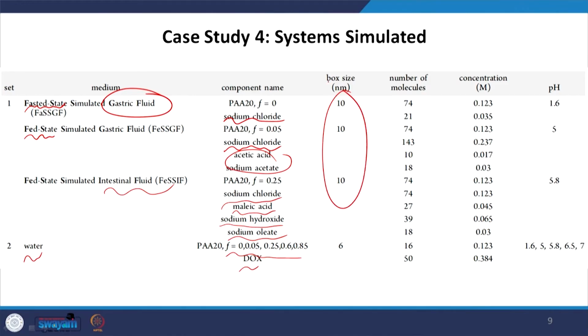But then we are also limited by how large a box we can simulate. 10 nanometer is already pretty typical. We can go to 15 or 20, but that is pretty much the limit of all standard MD simulations. So we have tried to work with 10 nanometer, that is already a pretty large system, and accordingly we have chosen components which have a reasonably large number of molecules in 10 nanometer according to their concentration in the stomach and intestine.